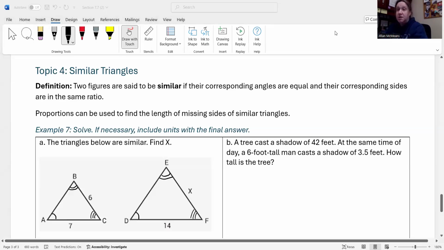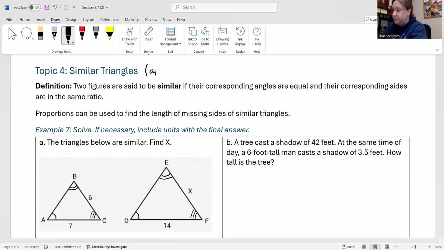Last up for this worksheet is topic 4, which covers similar triangles. And what you need to understand is when we're dealing with similar triangles, this is just an application involving proportions, okay?